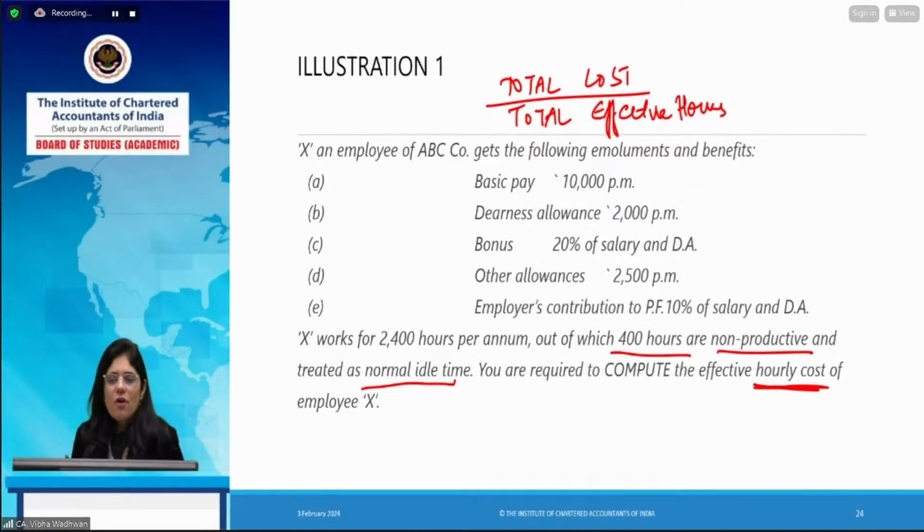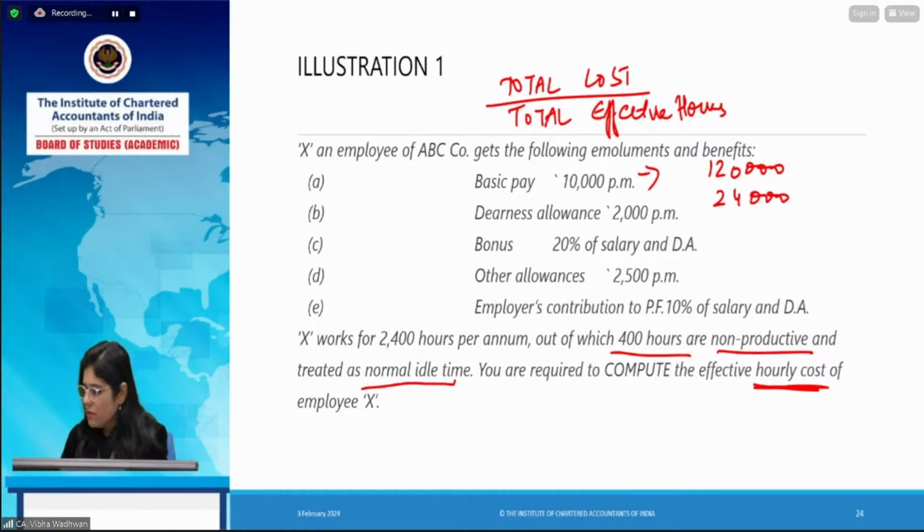All right. So first of all, we require total cost. What all total cost will he be getting? Basic pay 10,000 per month. Make it annual, so it will be 1,20,000. Basic pay is 1,20,000. DA allowance is 2,000 per month, so the total DA allowance is 24,000. Clear? So first we have to calculate the total cost to the employer. Bonus is 20% of salary and DA. You can also quickly calculate, all of you. So bonus 20% is 144,000.